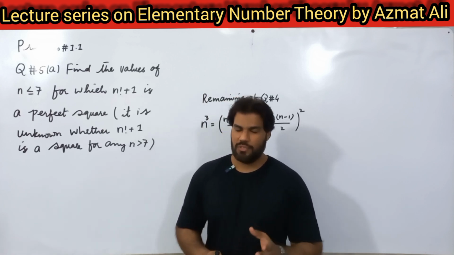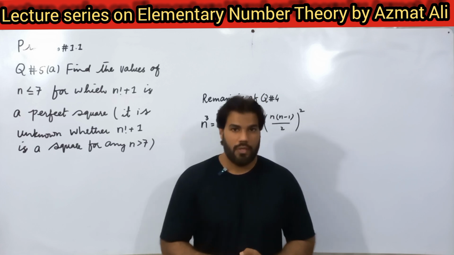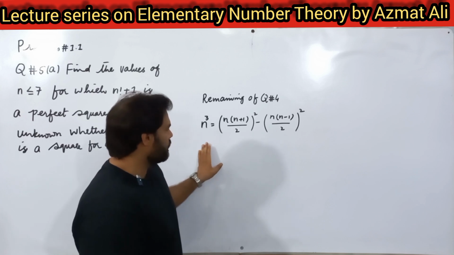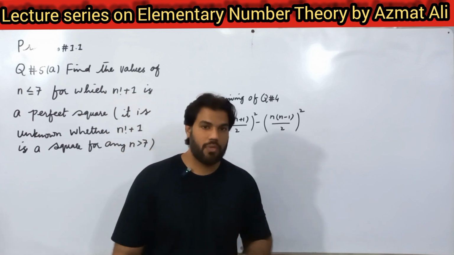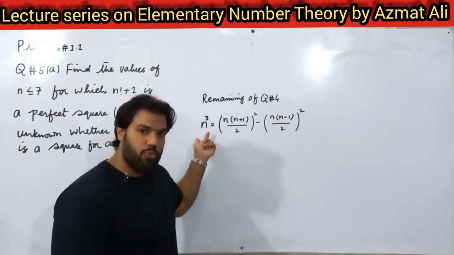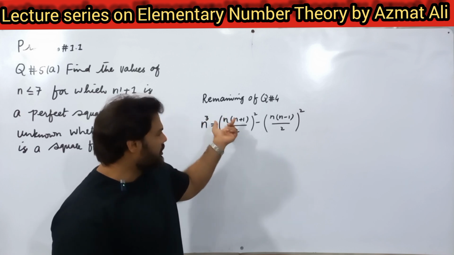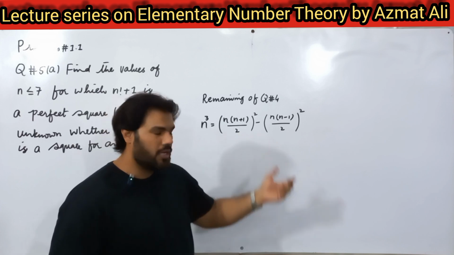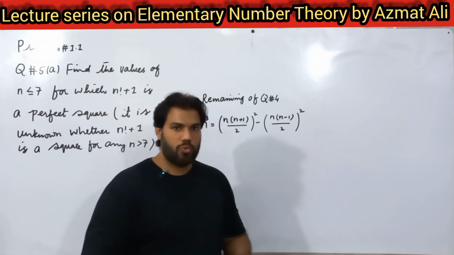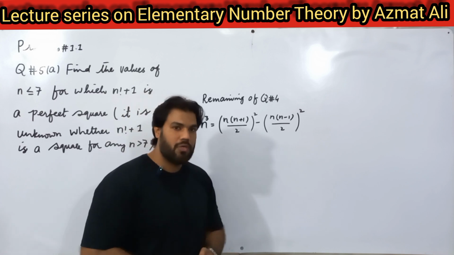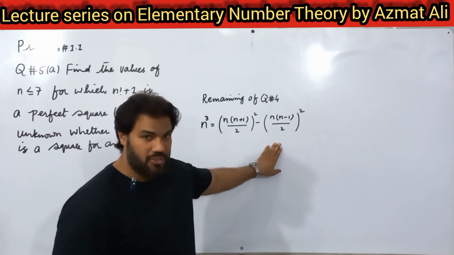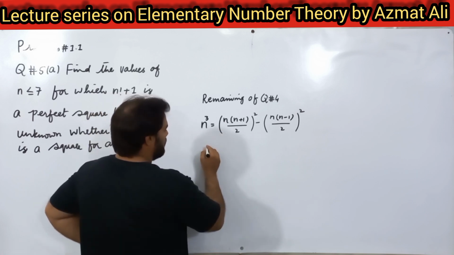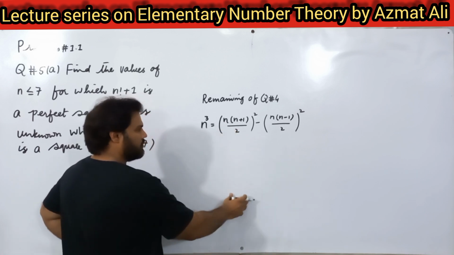In last lecture we discussed question number 4. In that question we have to prove that the cube of any integer is the difference of two squares. Obviously this is a cube of an integer, so it should be the difference of two squares, and these two squares also should be integers. In last lecture I forgot to explain how these two quantities are integers. There is a very simple logic here that you can write at the end of the question.